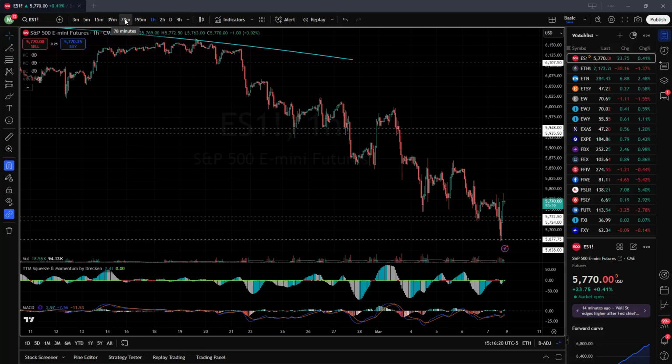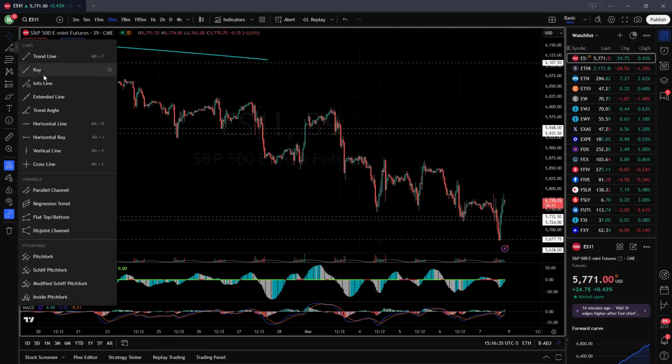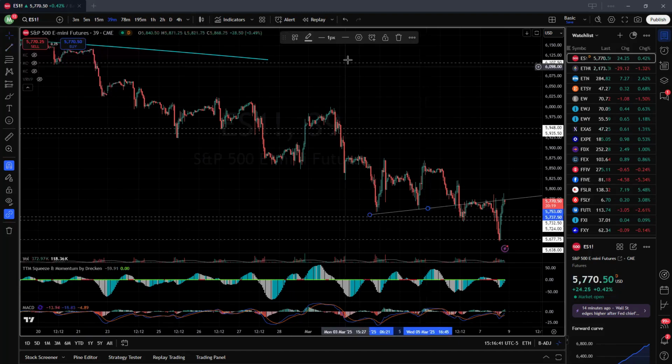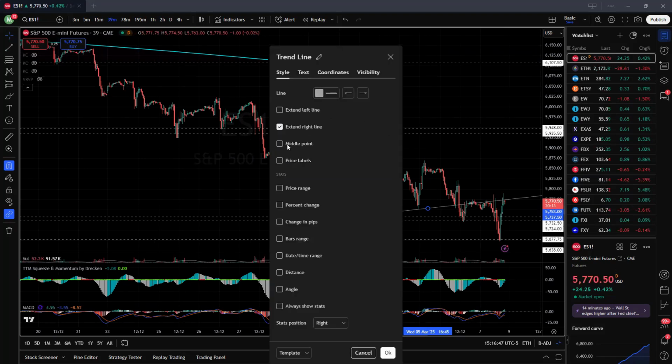We can go to 78-minute as a 1-hour chart, then we can go to a 39-minute chart. Again, one low. We try to put in a higher low relative to the previous low, and let me just see if I can draw on here.